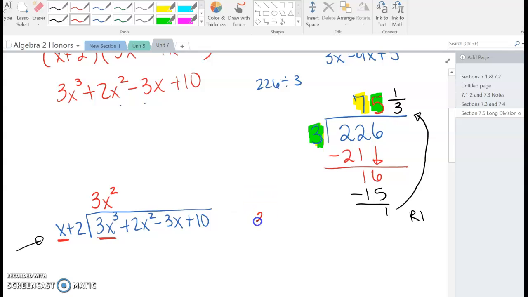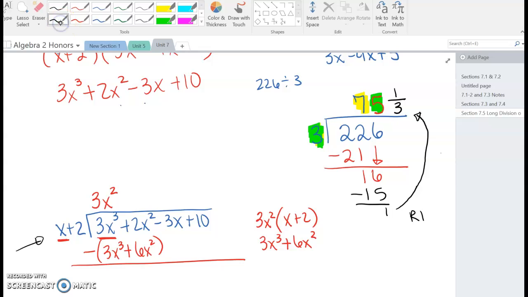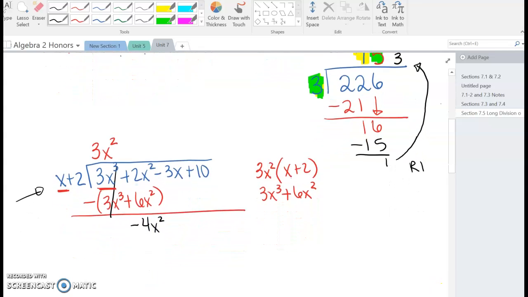I'll do a little side work here because I'm multiplying a monomial by a binomial, so I want to make sure I know that I got this right. So I'm going to take 3x squared times that x plus 2 that's on the outside. I get 3x cubed plus 6x squared. And now, if we remember, I want to subtract that quantity. Okay, so I'm going to do minus 3x cubed plus 6x squared. And then I get 3x cubed minus 3x cubed is 0. 2x squared minus 6x squared is negative 4x squared. And then I bring down the negative 3x and the positive 10. And I start the process all over again.